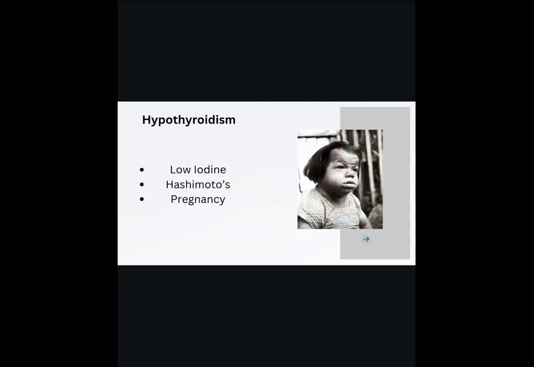Hypothyroidism is going to be the opposite. So Hashimoto's is an autoimmune disease, and it pretty much attacks your thyroid gland, and you're not able to create as much thyroid hormone. Low iodine: iodine is necessary for us to create thyroid hormone, so if you have low iodine, then you're going to have hypothyroidism. And pregnancy. So there's postpartum thyroiditis. It's just an effect that happens after pregnancy.